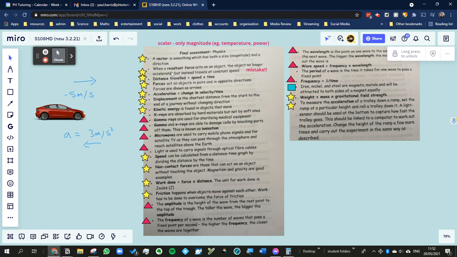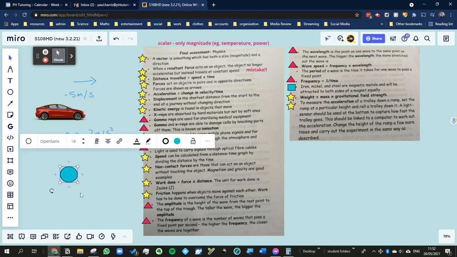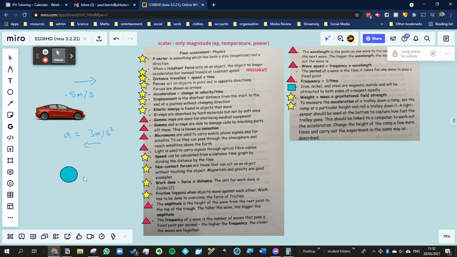So what it should say is: when no resultant force acts on an object, the object no longer accelerates but instead travels at constant speed. And this is confusing. If I had any object, could be a car moving along, a ball rolling across the floor, a person falling, any object moving, we always think that something can only be moving if there is a force acting on it, right? So there must be a force acting on it if it's moving, surely.